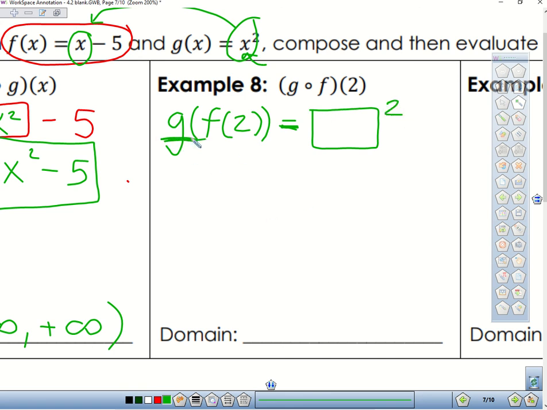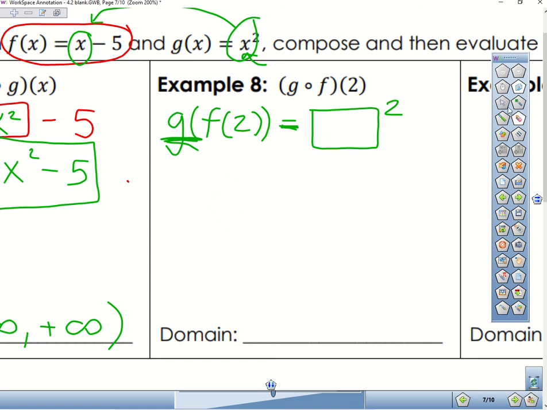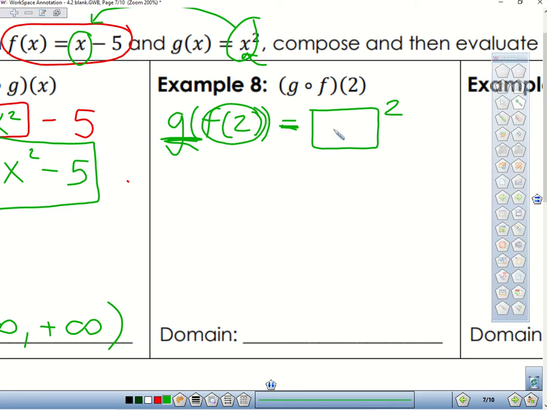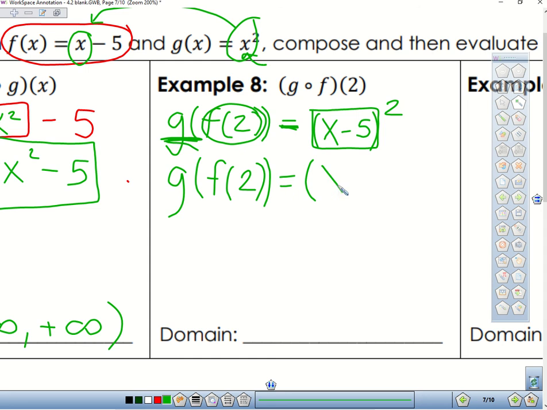So you take the function on the outside, you rewrite that function, where you leave an open space for whatever the x value is, okay? So what am I plugging into this x value? f of x? Yep, x minus 5. That's what I'm going to put in. Put it in parentheses. So really, I just found g of f of x. We haven't found g of f of 2 yet. So that's x minus 5 squared.